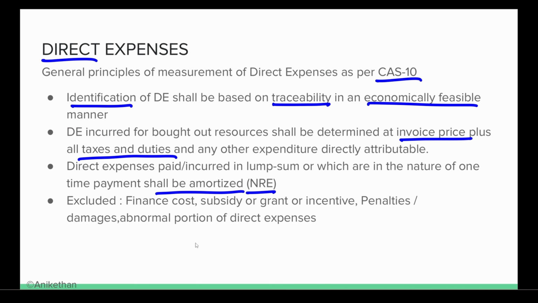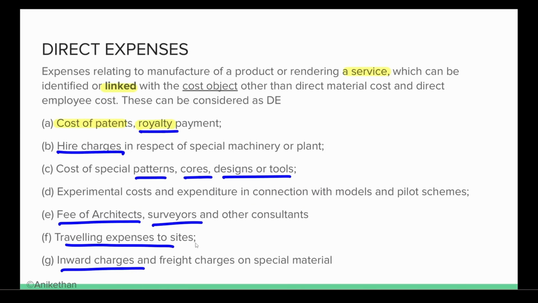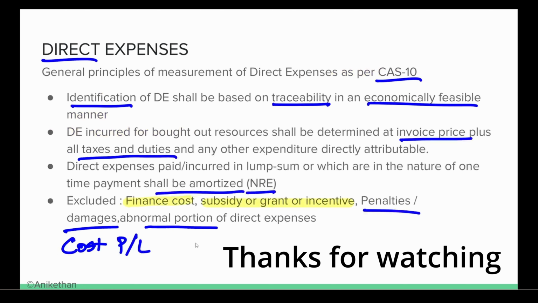What are excluded? Very important. Finance cost is always excluded. Subsidy or grant, that means you are getting a grant from the government, some portion is reimbursed. Penalty, damages, these are abnormal, hence this is going to your costing P&L. This will never be part of your cost. Abnormal portion of direct expense. So that's all in direct expense. In case you get a question on this, you should be able to identify which of the costs given are direct based on these categories, and calculate and total it saying this is the direct expense. In the next class, we will cover overheads.